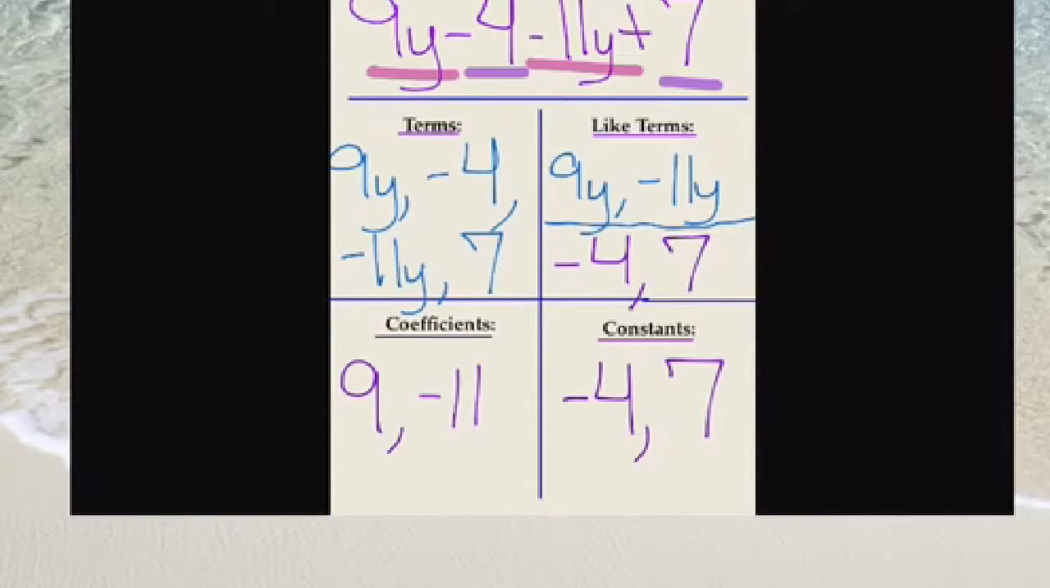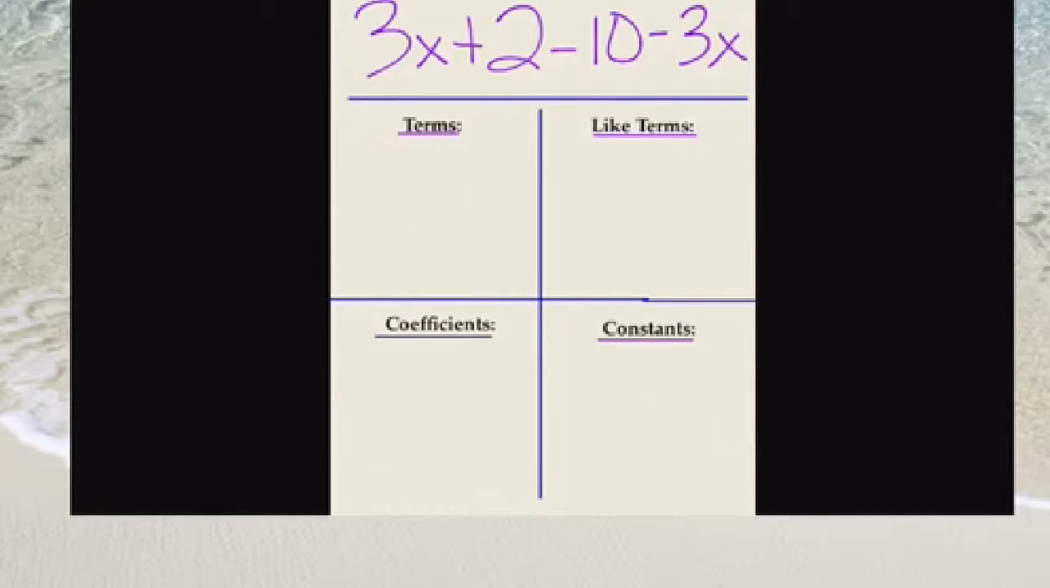We're going to try one more together. 3x plus 2 minus 10 minus 3x. Once again, let's start by listing our terms. We've got 3x, 2, -10, and -3x. Okay, a total of 4 terms. Now let's take a look at our like terms.